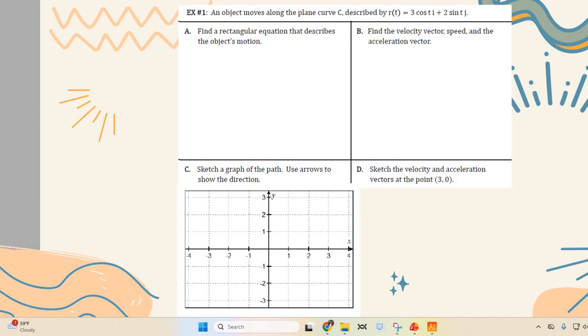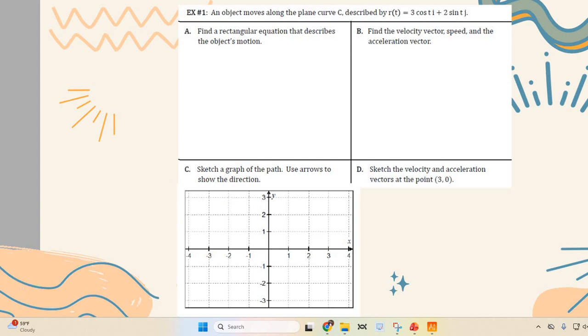So let's tie all the things in together now. It says an object moves along the plane curve C described by r(t) equals 3 cosine t i plus 2 sine t j. So the first part asks us to find a rectangular equation that describes the object's motion.